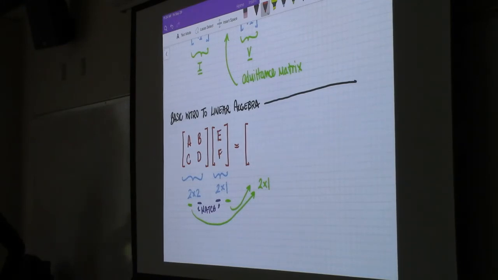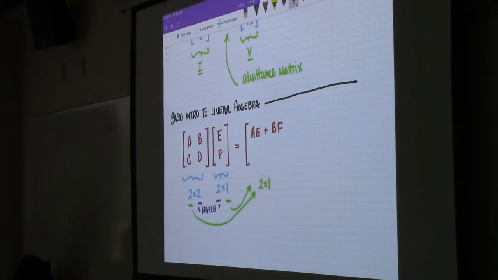There's only two values in this. What's the top value going to be? You give a lot of answers. We'll go through in the back. A times E plus B times F. Okay, good.